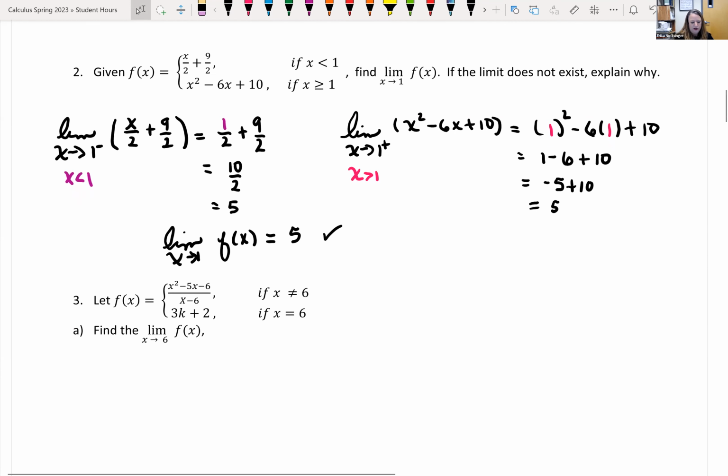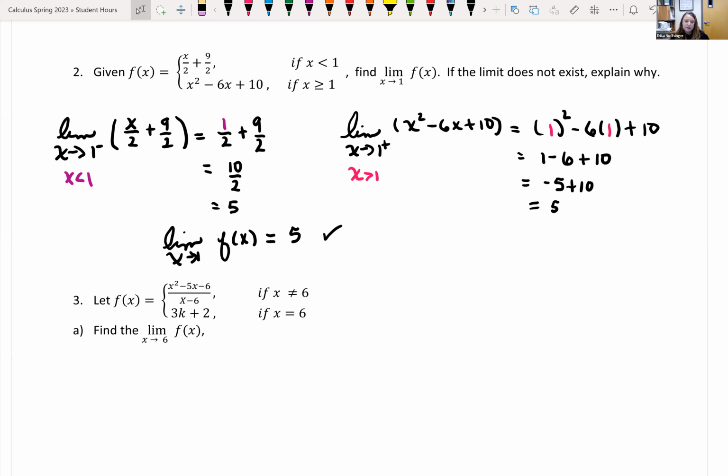Problem number 2 is another piecewise function. We have our first equation for f of x is x squared minus 5x minus 6, that quantity all over the quantity x minus 6. We're going to use this if x does not equal 6. And then our second equation is 3k plus 2. This is if x is equal to 6. So we want to find the limit as x is approaching 6 of f of x.